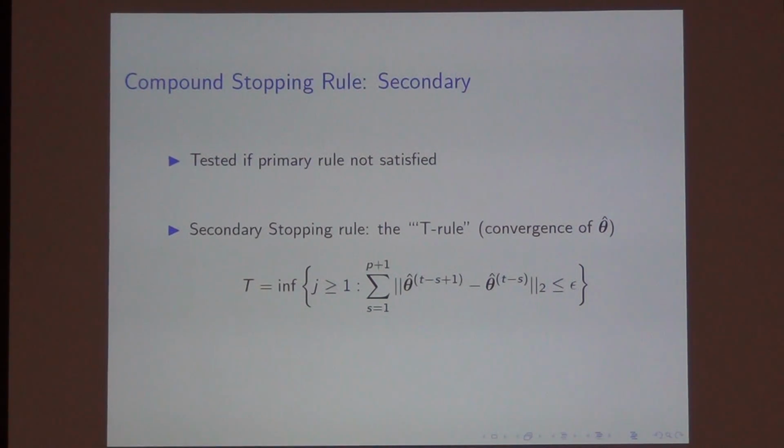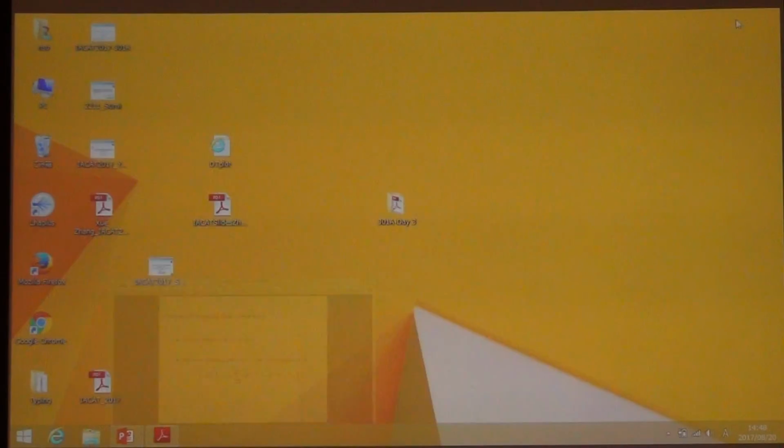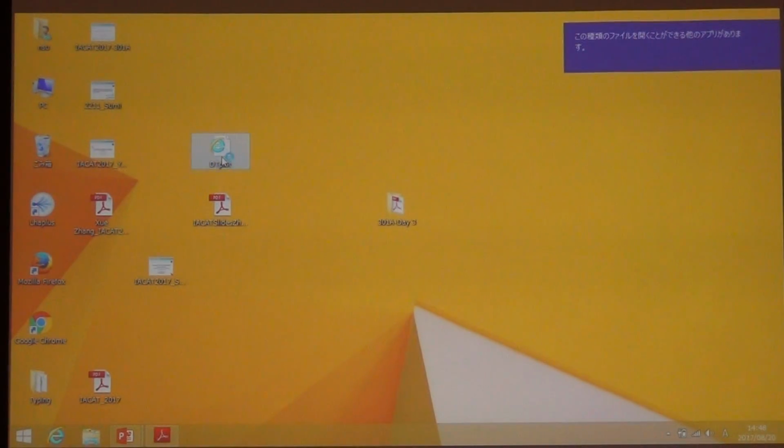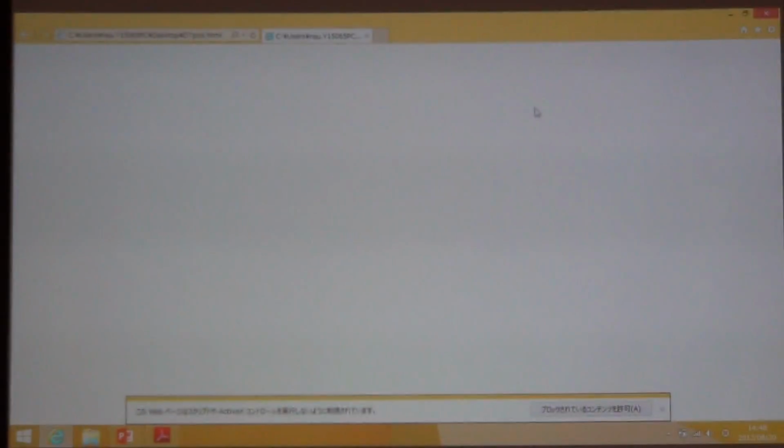To be more illustrative, we can look at this plot of theta. Just a second.